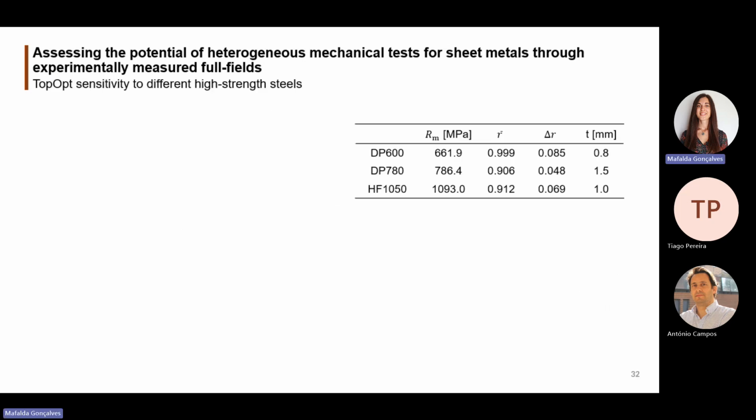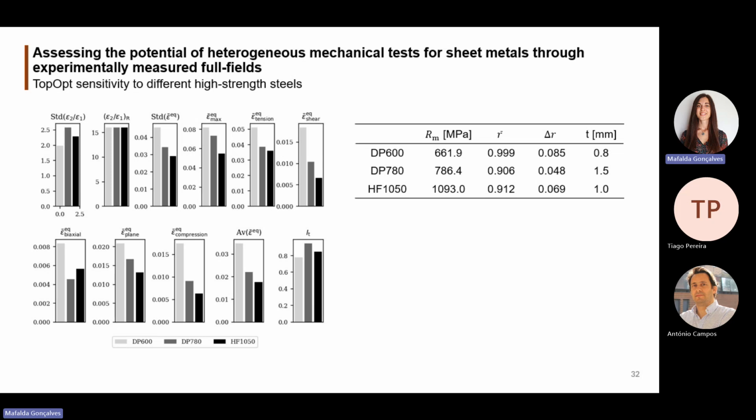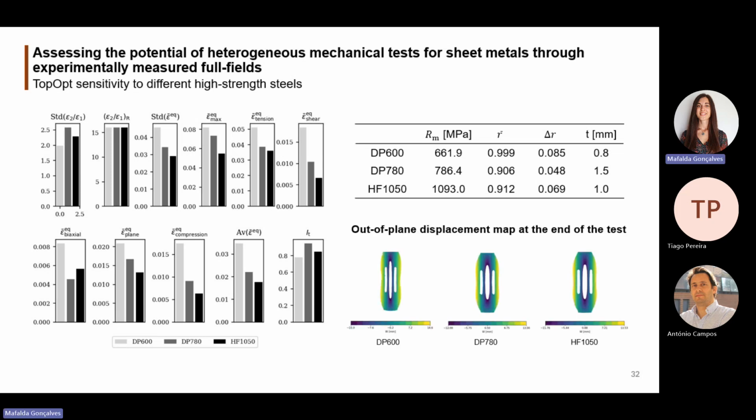Also, the sensitivity of the top-up test was analyzed using two more high-strength steels, the VP 780 and the HF 1050. The overall behavior of the test was similar across the different materials, and the main difference lies in the out-of-plane displacement map, where the magnitude is different between the materials. However, the potential of the test remains similar due to the similar indicator values, which shows the robustness of the top-up test.